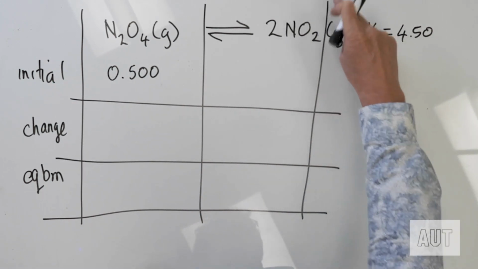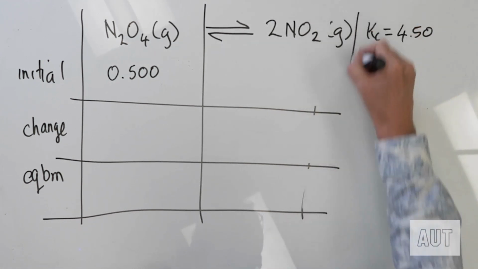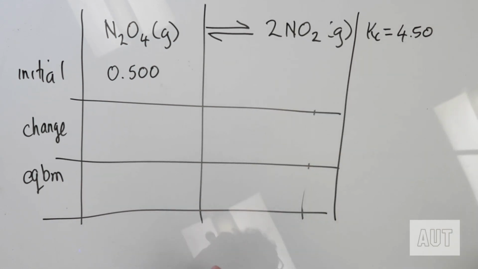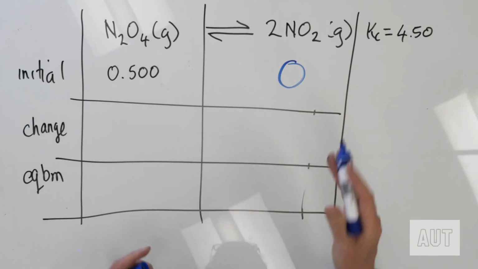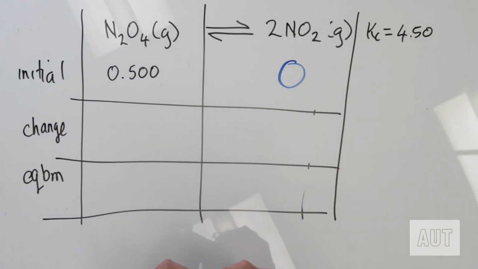Now, whoopsie, drew that line in the wrong place. So the initial concentration of NO₂, we know is going to be 0. Now we're not told that, but again we can infer that because obviously before the reaction starts we have no NO₂.